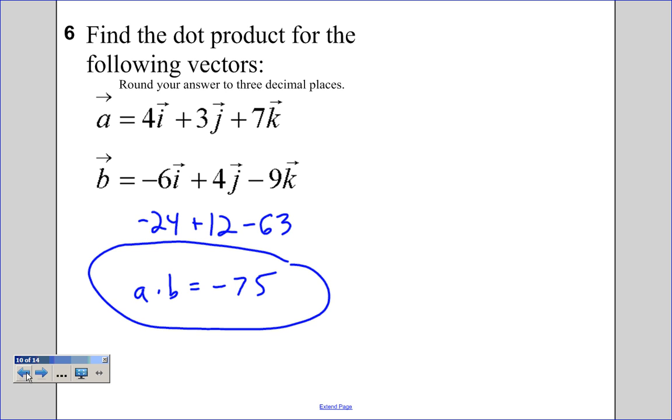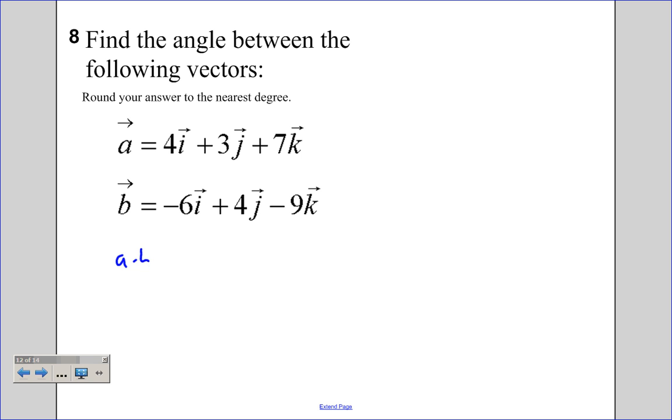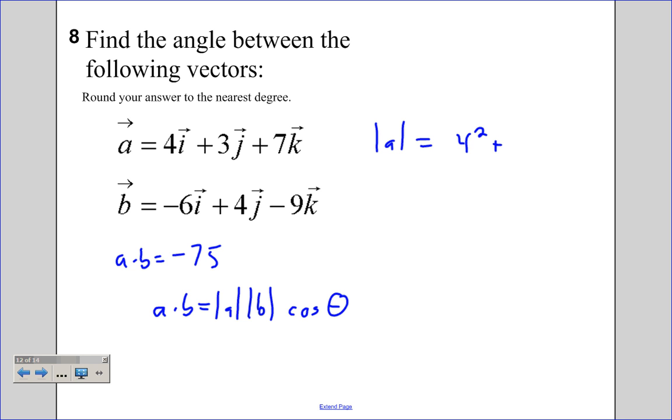So that's this one where we found that A dot B was negative 75. Let's find the angle in between. We know A dot B is equal to the magnitude of A times the magnitude of B times the cosine of the angle in between. A dot B is negative 75. Let's find the magnitude of A: 4 squared plus 3 squared plus 7 squared, and then square root that. So this is going to be the square root of 74.